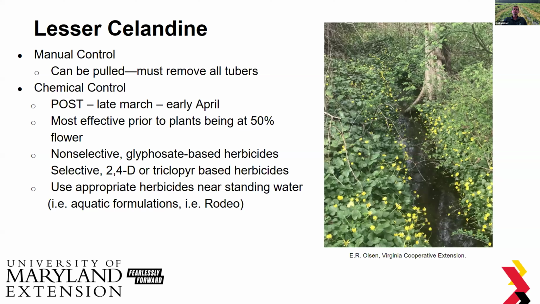Also, with lesser celandine, as it tends to grow around bodies of water and moist areas, be sure that the herbicide you're using has an appropriate label for aquatic sites. An example of an aquatic label would be something like Rodeo, which is the glyphosate formulation labeled for aquatic sites.